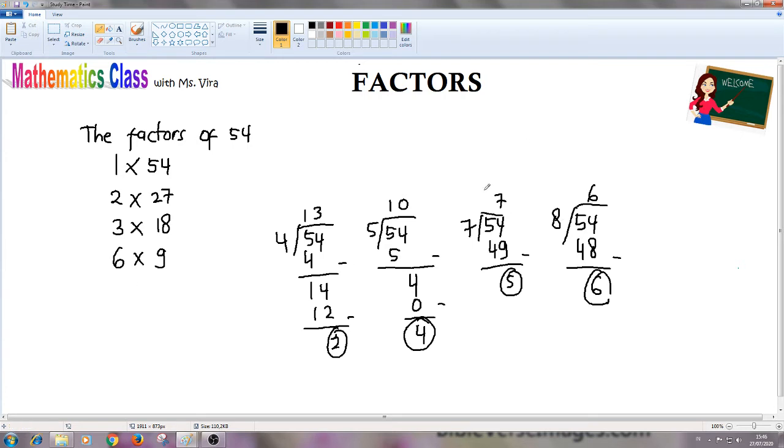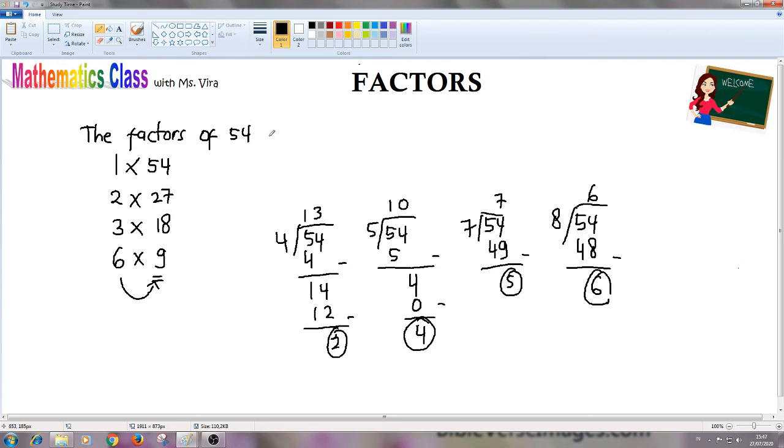After number 8, number 9, and you notice I wrote 9 here already. So after 6, 7, 8, and then 9 back to here. Then we don't need to look at another pair of numbers that gives 54 as their product. We can just stop and then write the list of all those numbers.